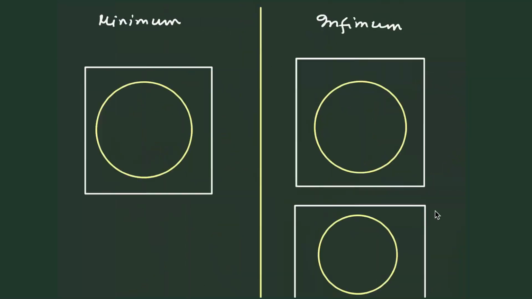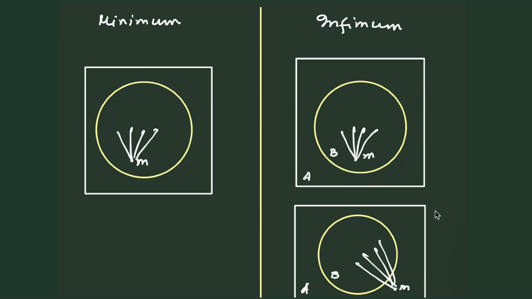Okay? So the same is true for the minimum and the infimum. If you have a minimum element, it has to be inside the set. Whereas for an infimum, you may or may not be inside the set. Okay? So again, this is my B. And this is my E.